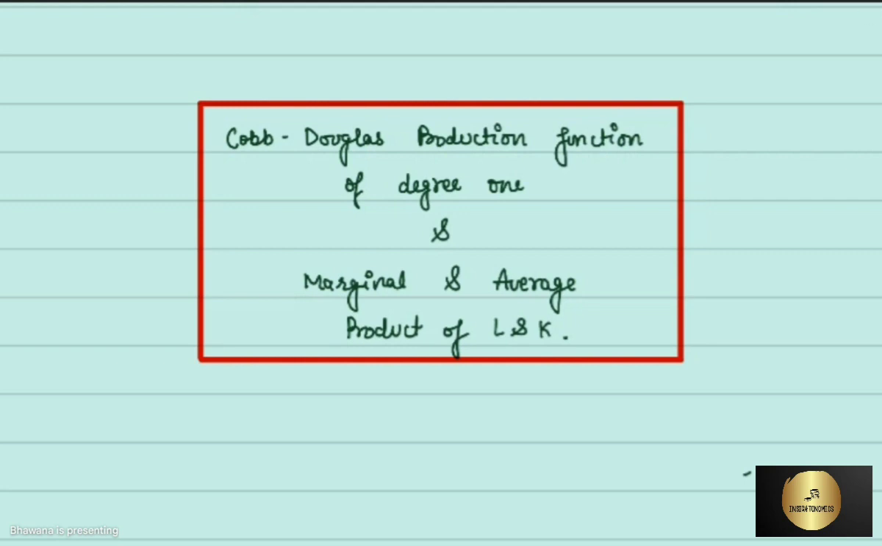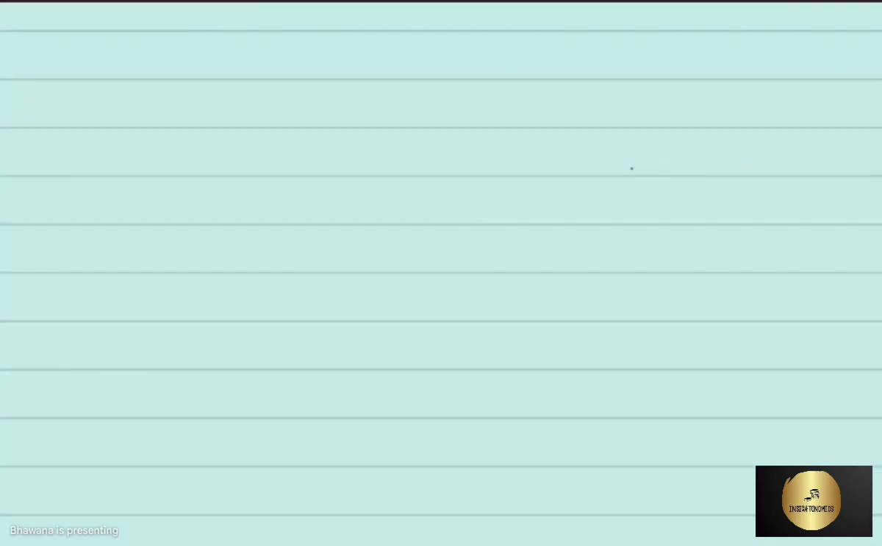In this video, we are going to look at the relationship between marginal product and average product of labor and capital for the Cobb-Douglas production function of degree 1. That means a function exhibiting constant returns to scale. So we are going to look at the factors on which marginal product and average product of labor and capital depend, for the Cobb-Douglas production function.